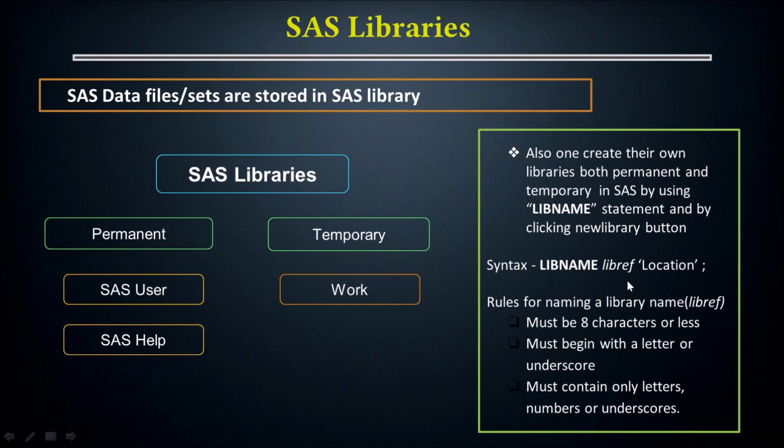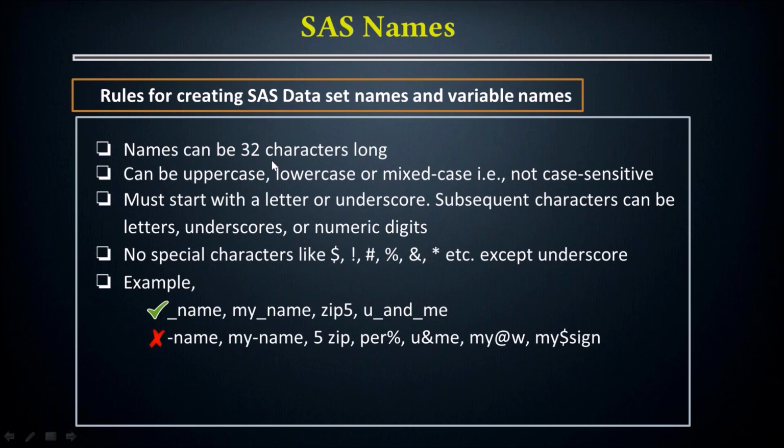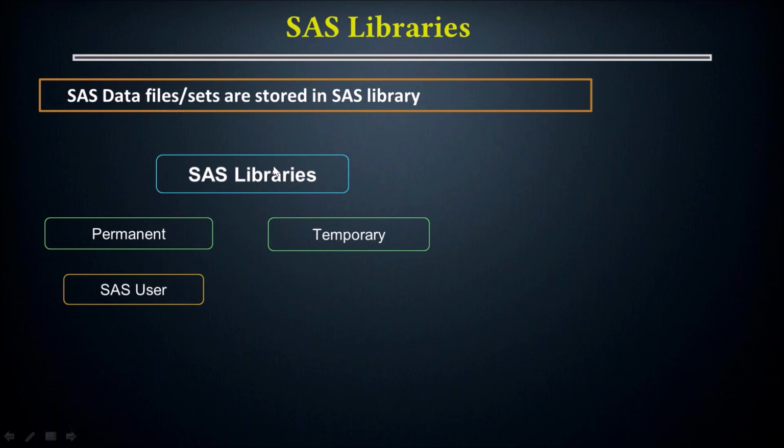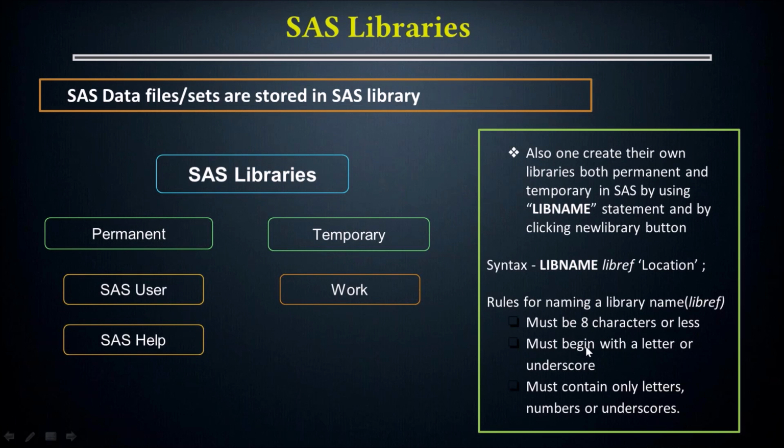And to write a library name, we have some rules. The rules are all the same as for a dataset name or a variable name, which we have seen before, except this 8 characters. The library name should be 8 or fewer characters. It should not exceed 8. Previously, for a dataset name or a variable name, we saw 32 characters, right? But for library names, it should be only 8 characters.